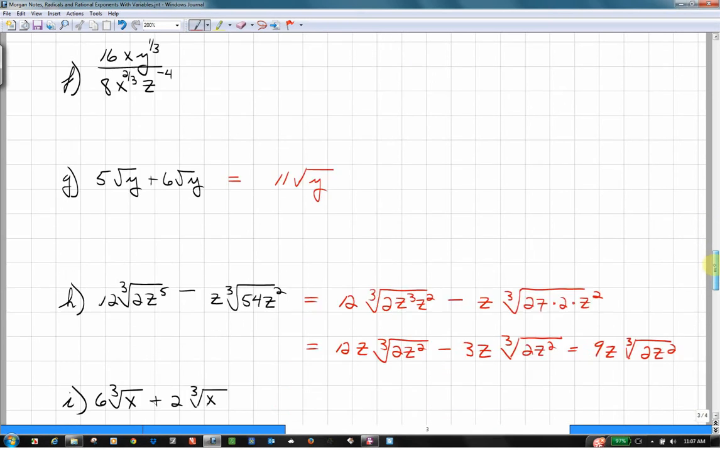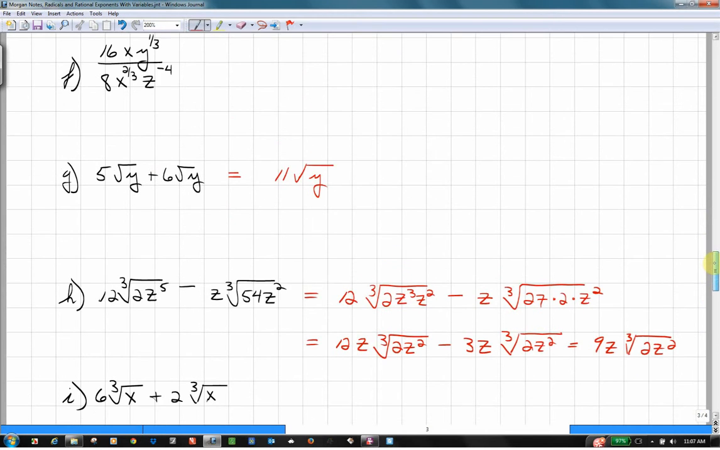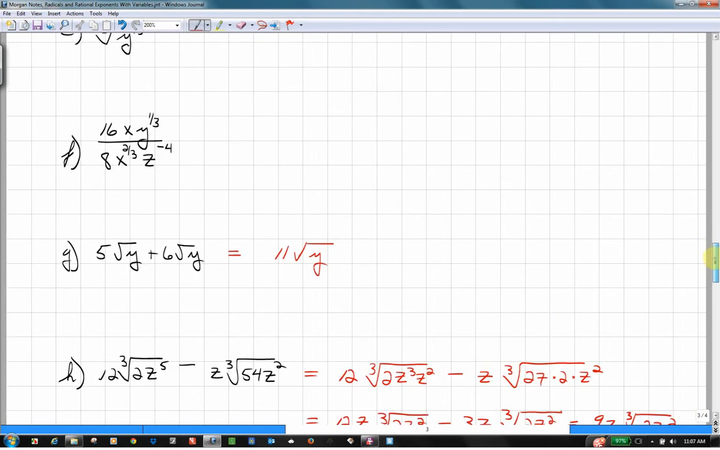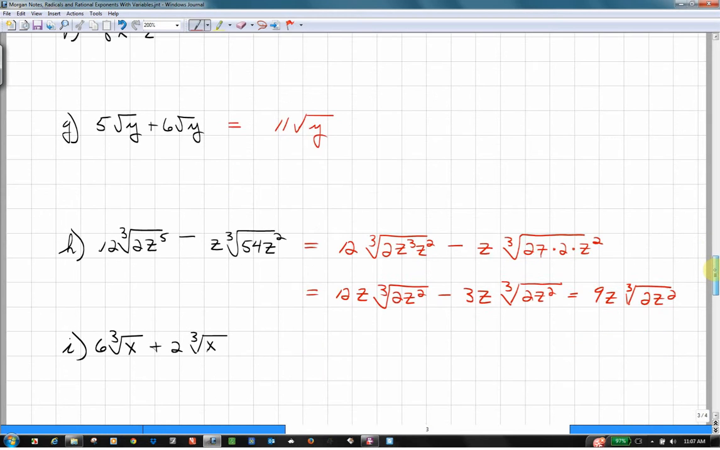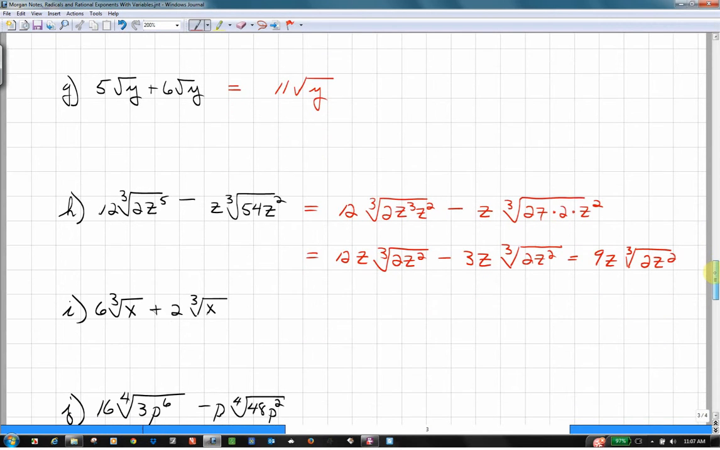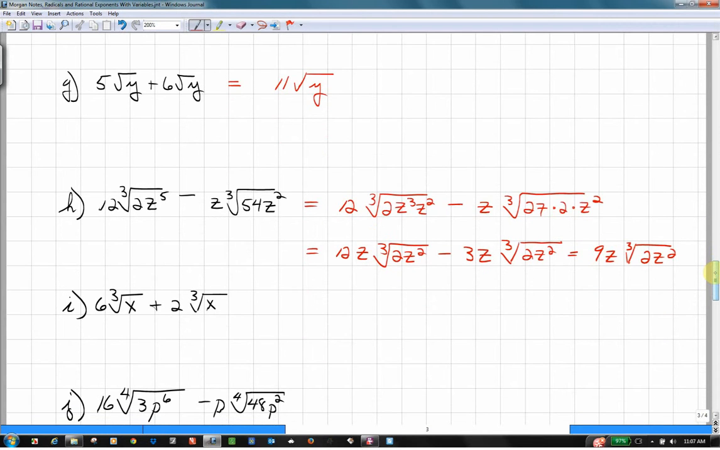All right, I'm going to have to jump ahead here. What we have down here at the bottom are some adding and subtracting. This is a little different. We don't treat variables any different than numbers. What we have to have is if we want to add these two radicals together, they have to have the same index and they have to have the same radicals completely.